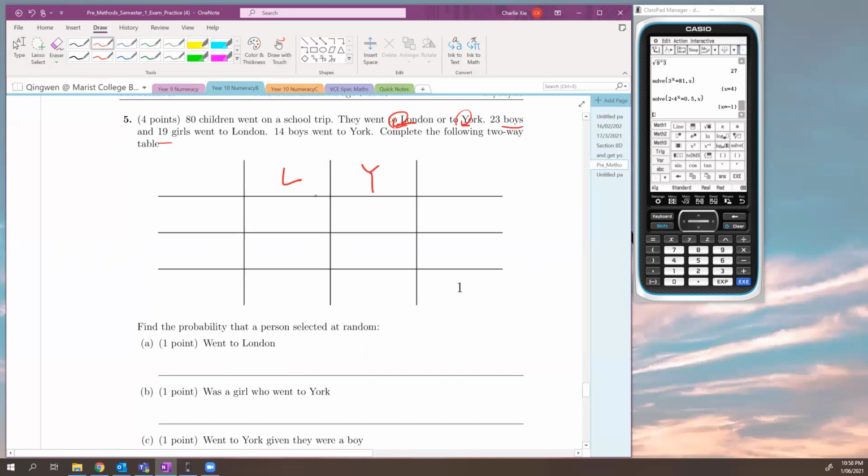London, York, could be on this side as well, doesn't matter. Boys, let's use B, and the girls. All right, and the total probability is 1. Let's fill in the numbers.